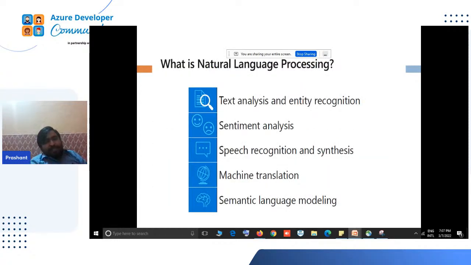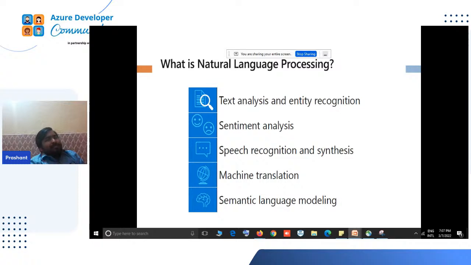Now we discussed basic ML and how ML works, and we also talked a bit about image recognition and related services in Azure. Next, we are moving towards natural language processing. Natural language processing is all about text and language. Over here, as we can see, it relates to text analysis and entity recognition. It also relates to sentiment analysis.